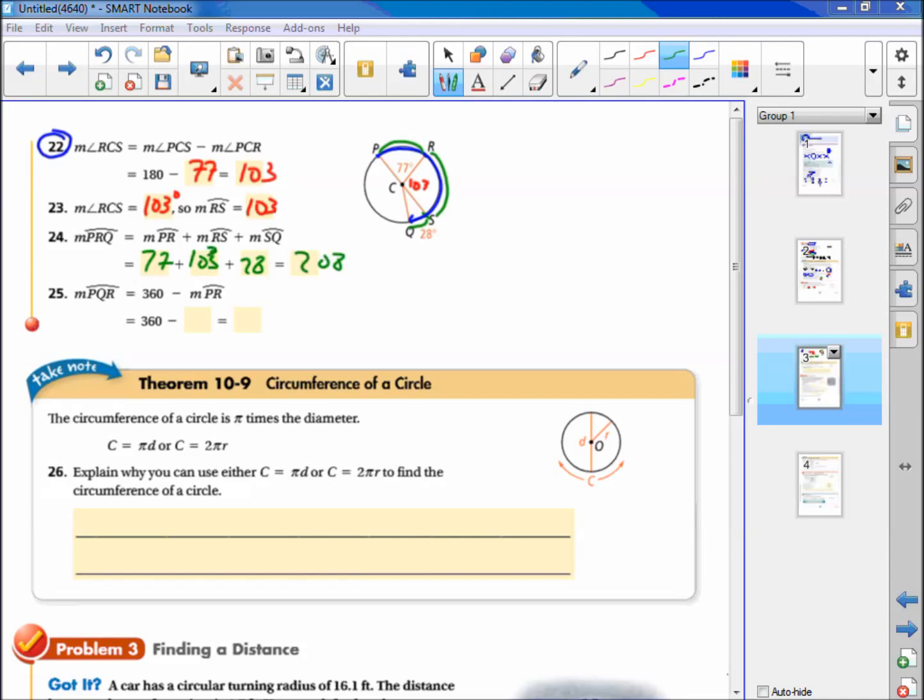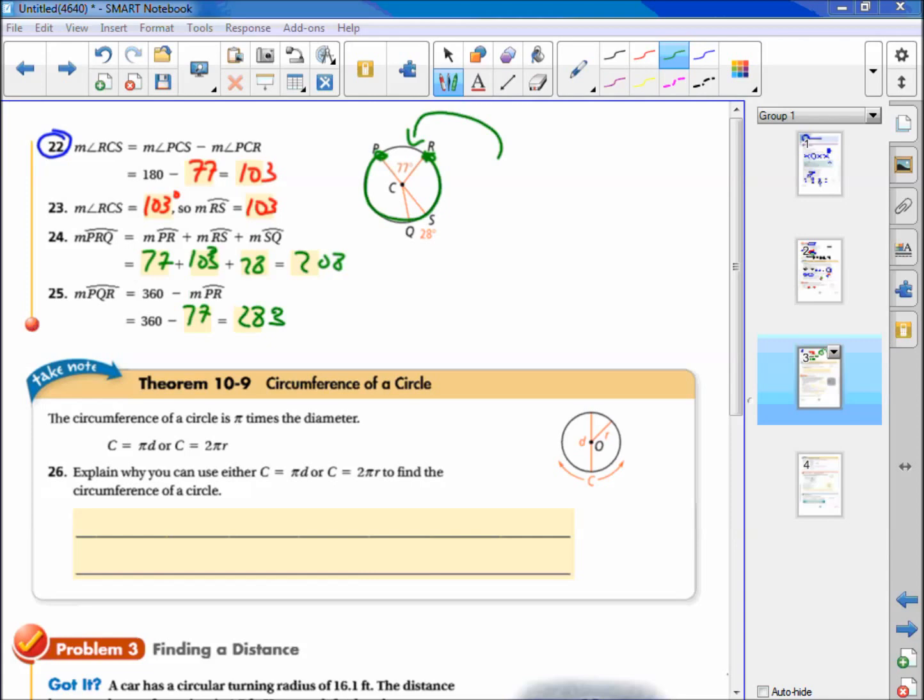Okay. Now you could have also found it by just doing PCS, which was our semicircle, so that would be 180 plus the QS. All right, so the measure of arc PQR. All right, so PQR goes around the other way. We want this arc, PQR. So that's going to be 360 minus the part we don't want. So the part we don't want was 77. So 360 minus 77 will give us 283 for the measure of that arc.